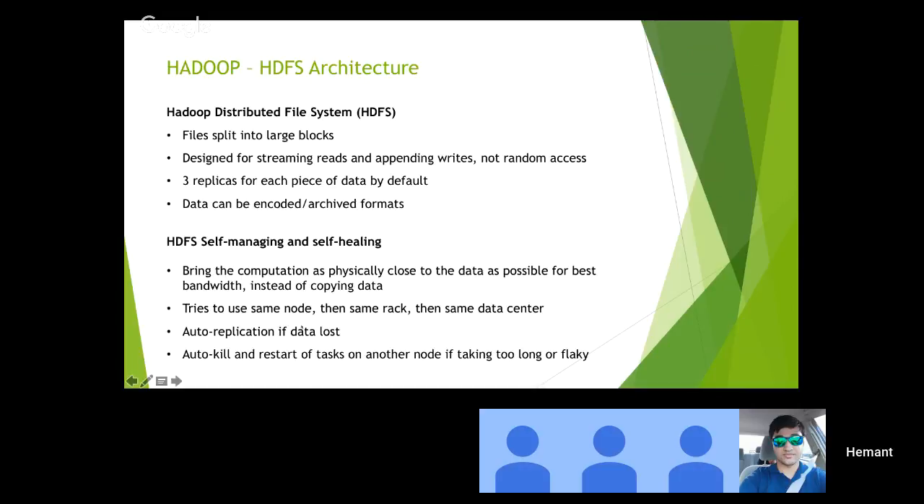It tries to use the same node, the same rack and the same data center when working on the data. Auto replication is there if the data is lost, and it auto kills and restarts the task on another node if it is taking too long, or it finds it too flaky.